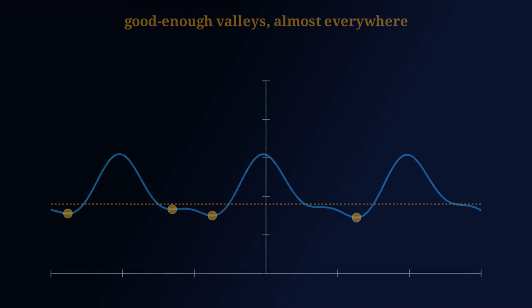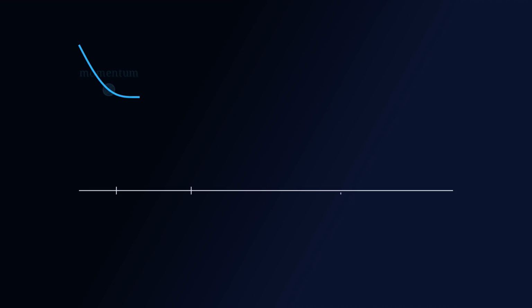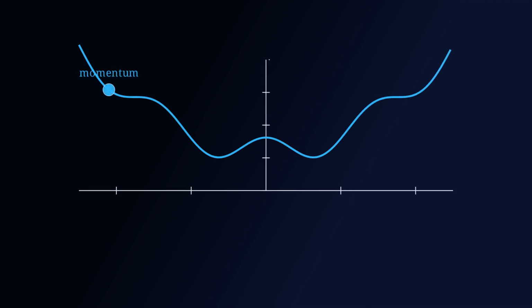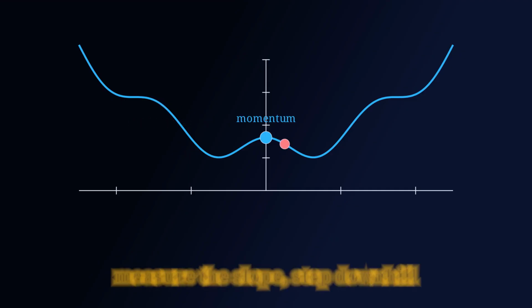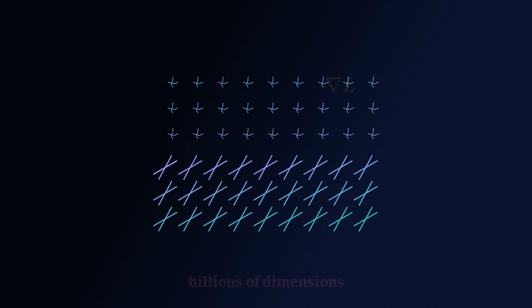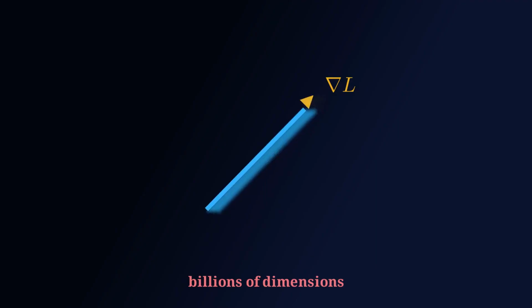There are also clever refinements to the basic loop, momentum that lets the ball roll through small bumps, and randomness that shakes it loose from shallow traps. But every one of them is still built on the same beating heart. Measure the slope, step downhill. Now zoom all the way out. A modern neural network is not two knobs, it is billions. Its loss surface lives in a space with billions of dimensions, far beyond anything we can picture. And yet the recipe never changes.